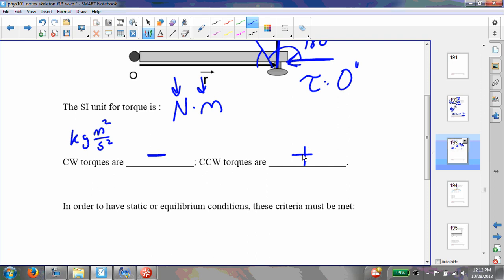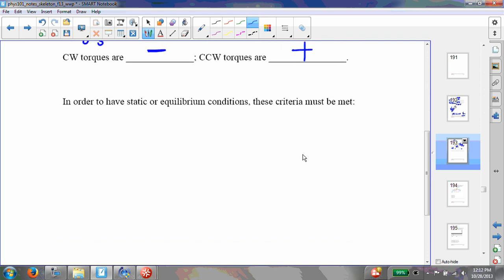Now, in order to have static or equilibrium conditions, we have to meet two criteria. And if you're pre-engineering, you'll have a whole course on this. We already had one of these equilibrium conditions that we used in Chapter 4, and that was that in order for something to be in equilibrium, the sum of all the force vectors has to equal 0. But there's another criterion that has to be met in order to have a system in equilibrium. And that didn't come up in Chapter 4 because there were no rotating bodies.